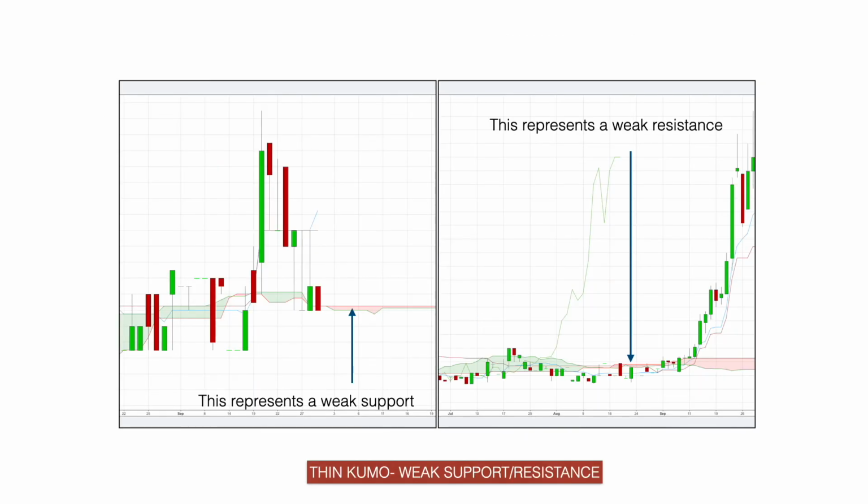A thinner KUMO indicates weaker support and resistances. If price is above a thin KUMO, this serves as a weak support. Thus, the thinner the KUMO, the easier for price to break below it. If price is below a thin KUMO, then this serves as a weak resistance. The thinner the KUMO, the easier it is for price to break above it.